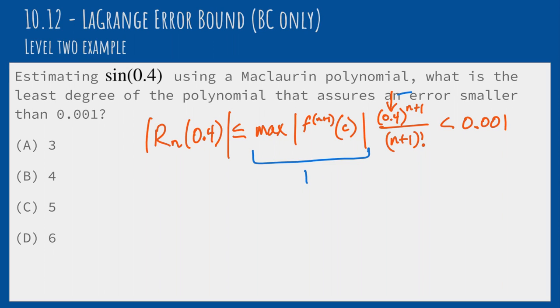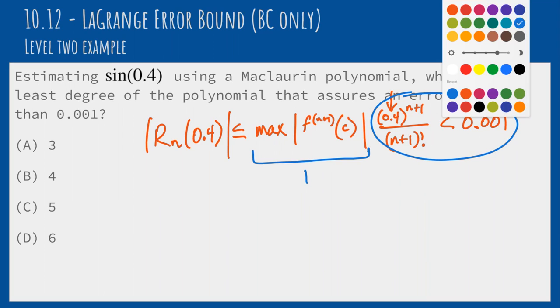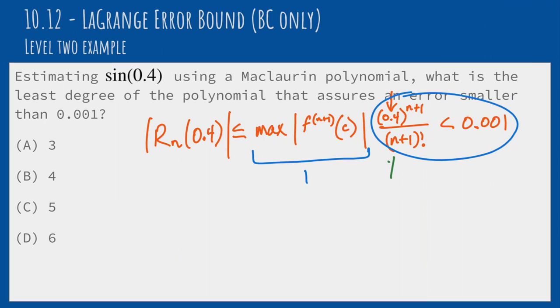So what we're looking at here then is this expression, 0.4 to the n plus 1 over n plus 1 factorial, is less than 0.001. Essentially what we're going to do here is trial and error. We're going to plug into our calculator different values for n and evaluate this expression, and we want the smallest value of n that gives us an expression that's less than 1/1000th.